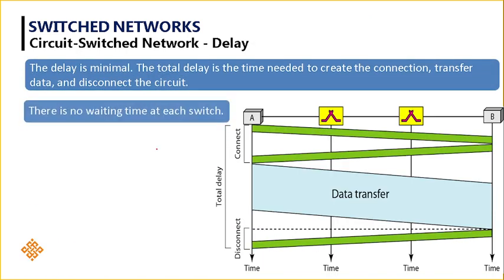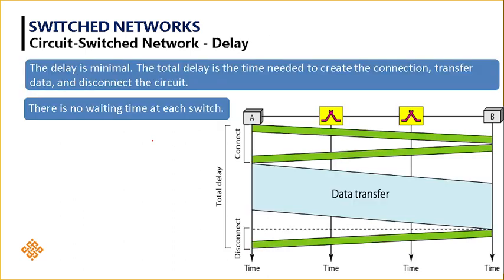The delay we have seen in case of message switching is 3 tau plus 3t plus the additional delay we have calculated. So I request you, first watch the video on message switching.